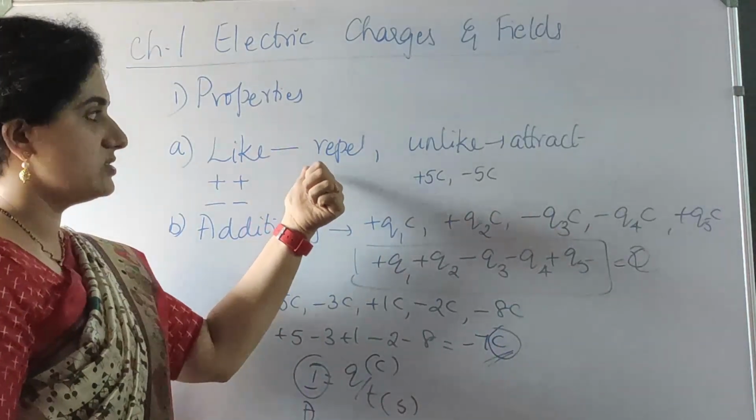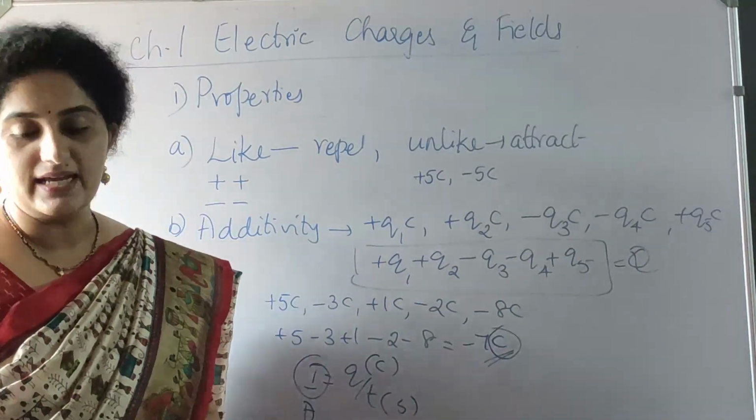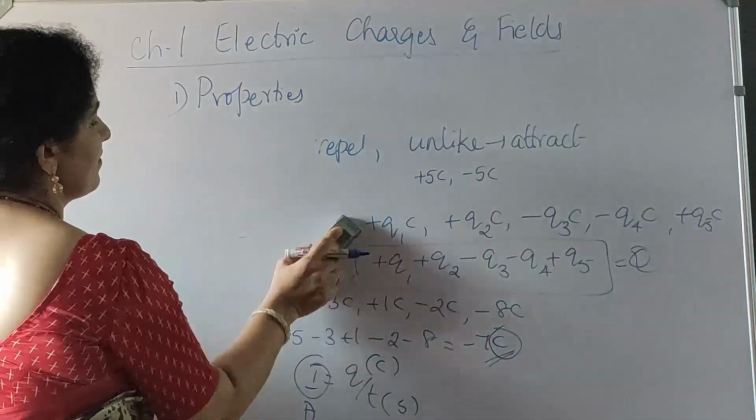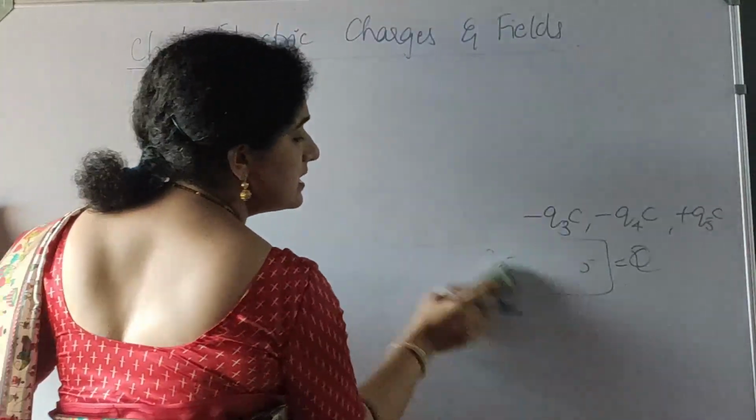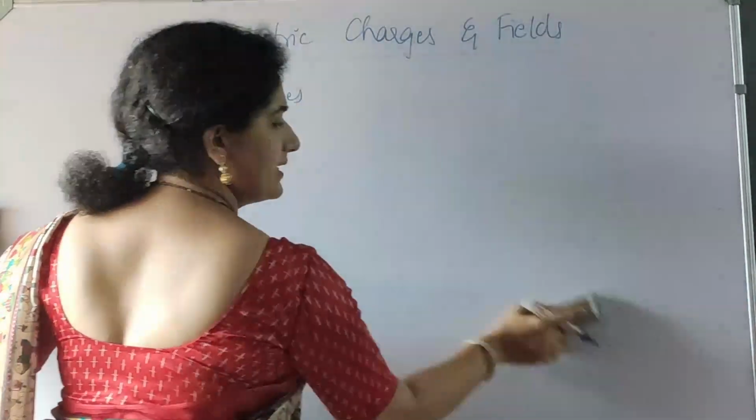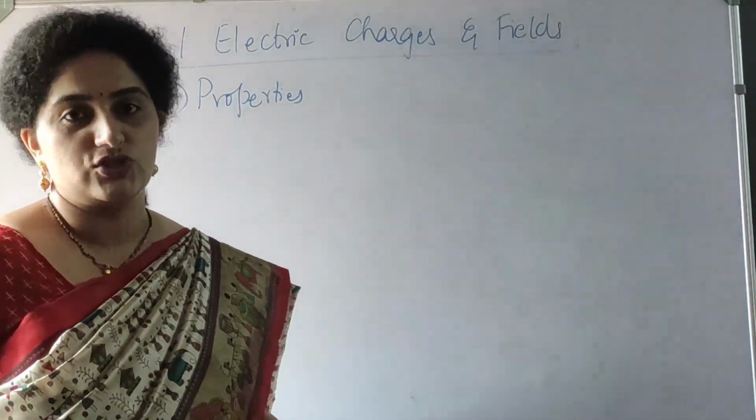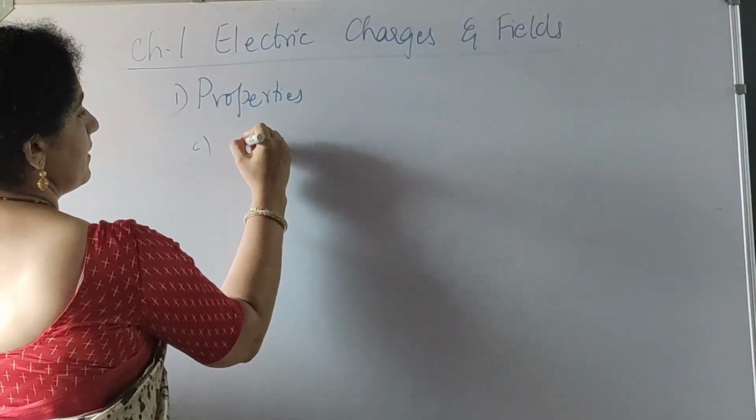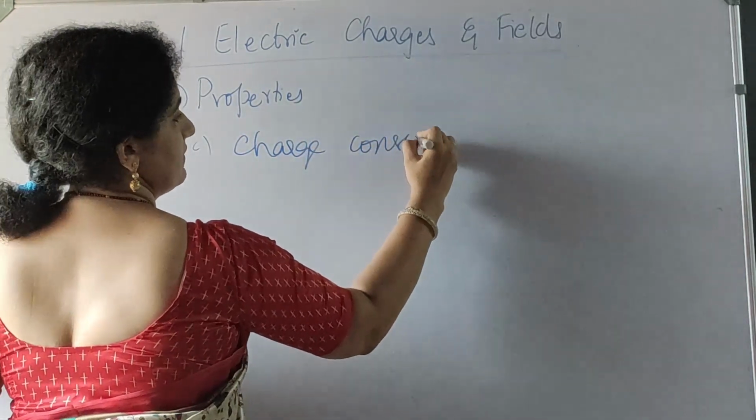So the first one is like charges and unlike charges, what happens over there. The second one is additivity nature. Next, the third one is charge conservation. In our lower classes we have already studied that energy can neither be created nor be destroyed. In the same way, charges can neither be created nor be destroyed. Charge conservation.